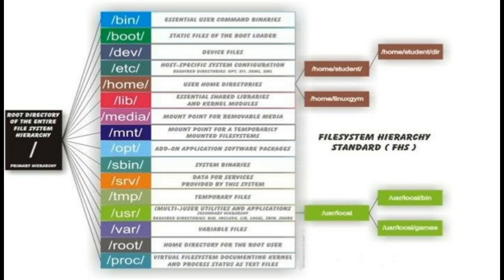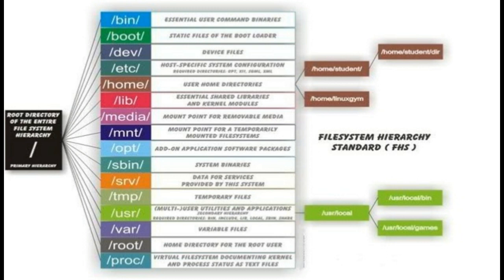Here I showed the Linux directory hierarchy. There are important directories available in the root directory itself. The root directory is the master directory, used by administrator users. Others cannot log in to the root directory. In the root directory there are the bin, boot, dev, etc, home, lib, media, mnt, opt, sbin, srv, tmp, usr, var, root and proc directories. These are the folders available in the root.